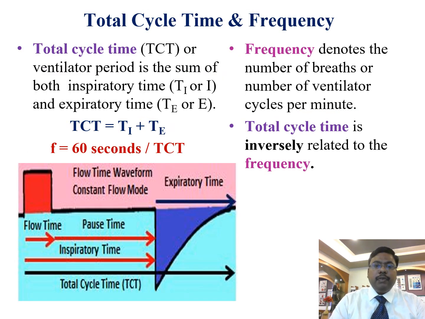Total cycle time and frequency. Total cycle time or ventilator period is the sum of both the inspiratory time and expiratory time. Frequency denotes the number of breaths or number of ventilator cycles per minute. Total cycle time is inversely related to the frequency. Frequency is equal to 60 seconds divided by total cycle time.